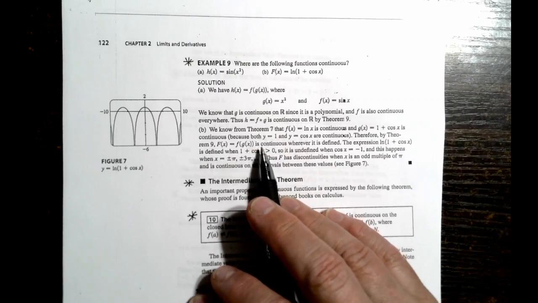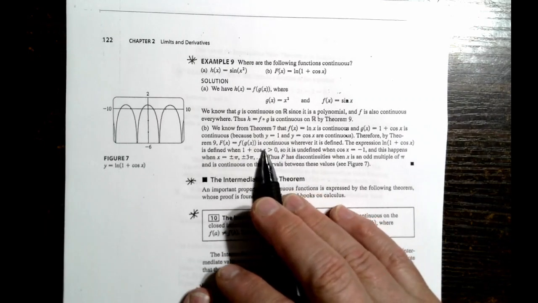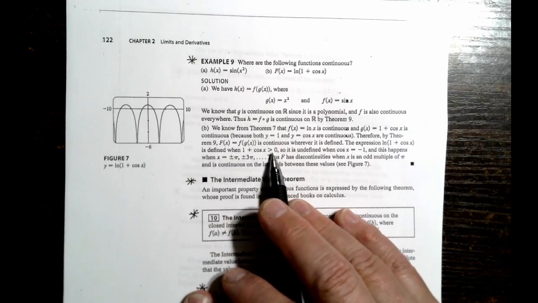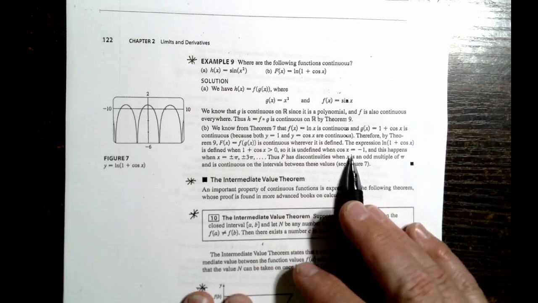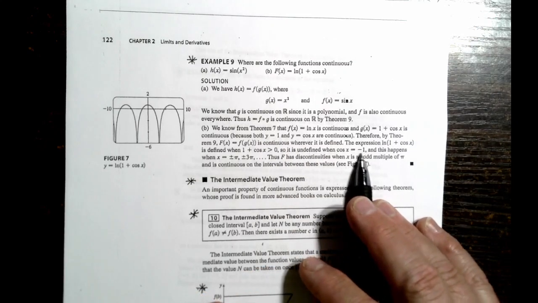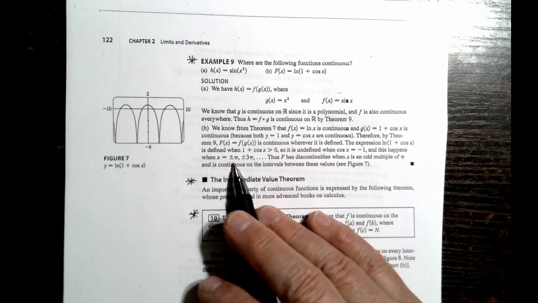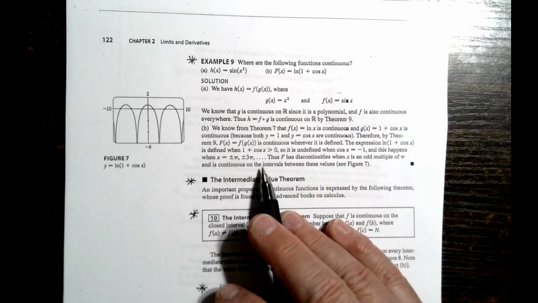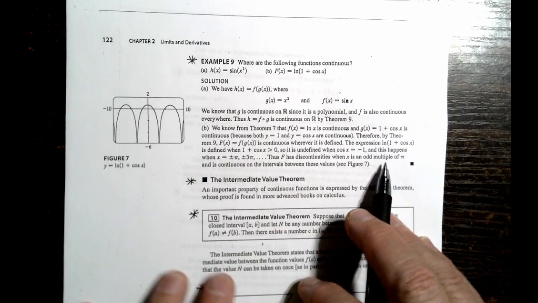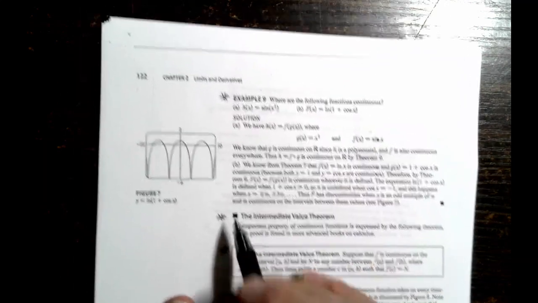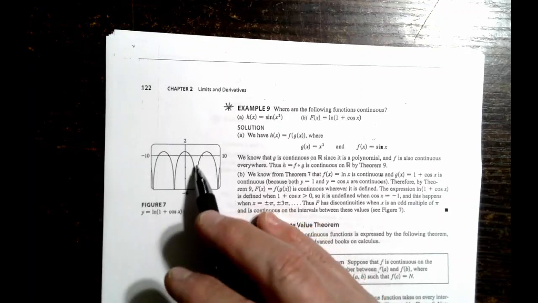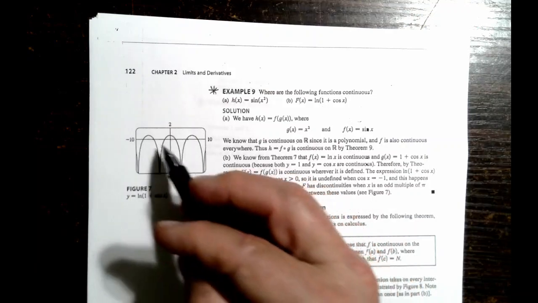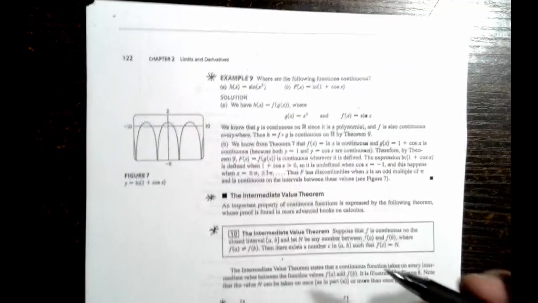We need to be careful about the domain here. The expression is defined when 1 plus cosine is greater than 0, so it's undefined when cosine equals -1, and this happens at all of the intervals of pi, 2 pi, 3 pi, plus or minus, and thus it has discontinuities at multiples of pi. And if you look at the graph, you can see there it's discontinuous at each of these intervals of pi, 2 pi, minus 2 pi, and so on.